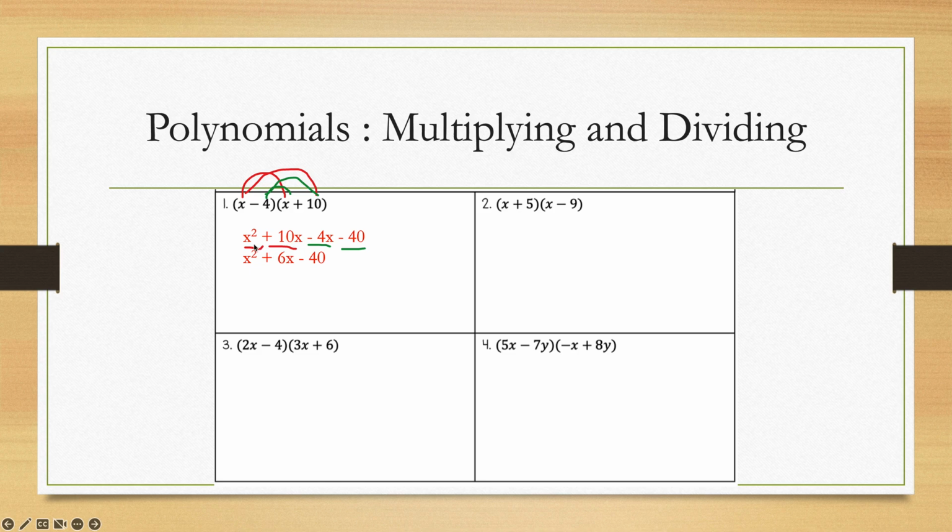So the x squared, there's no other x squared term, so it stays together. The negative 40, nothing to combine with negative 40. But 10x is positive, and 4x is negative, so remember to peek at the sign in front, it is positive 6x. So altogether I get x squared plus 6x minus 40. Okay, you try number 2. Go ahead.